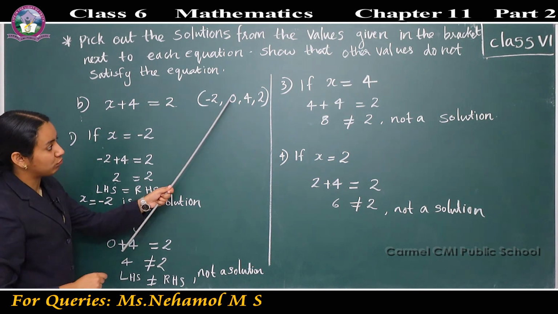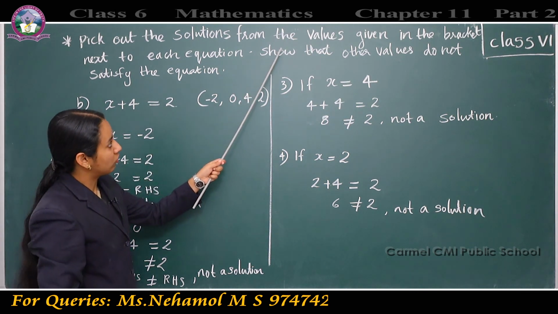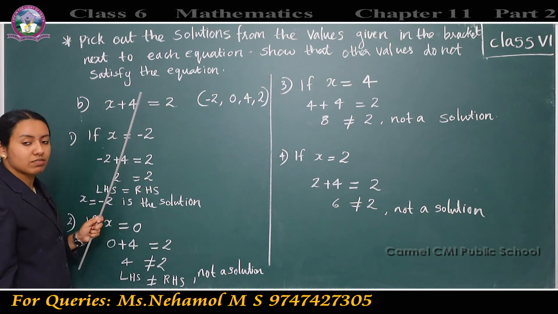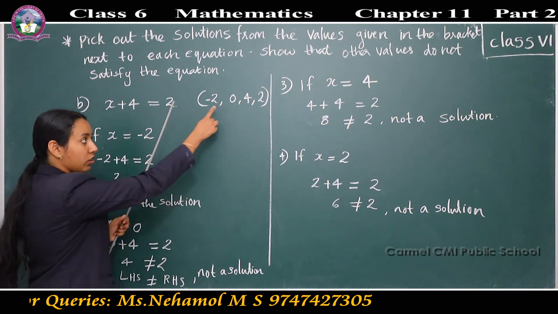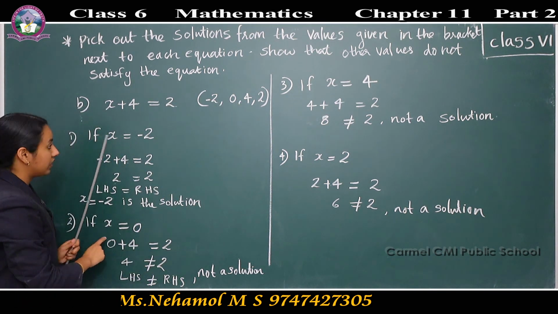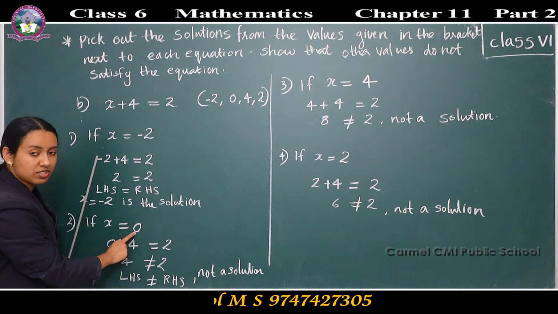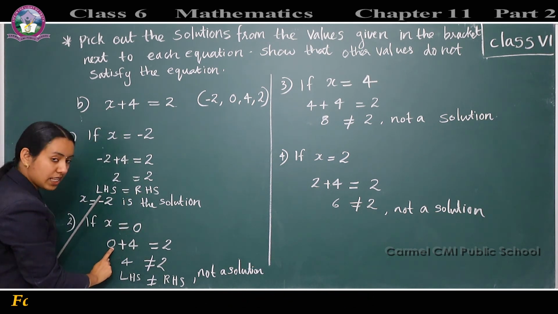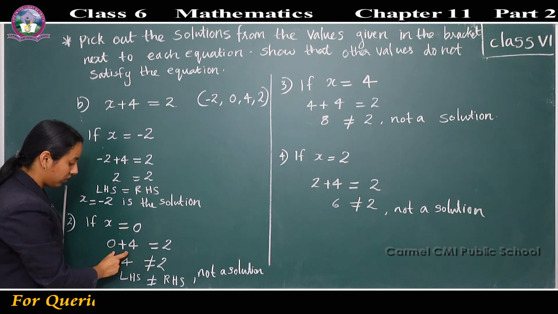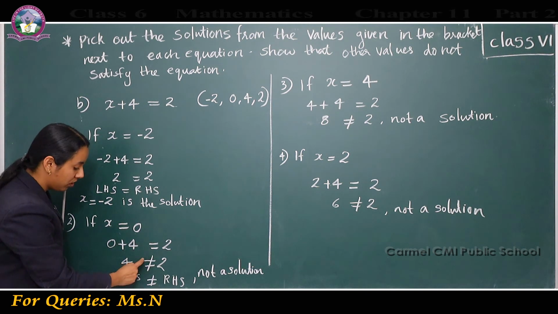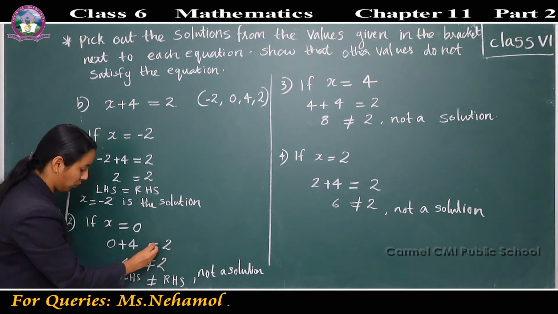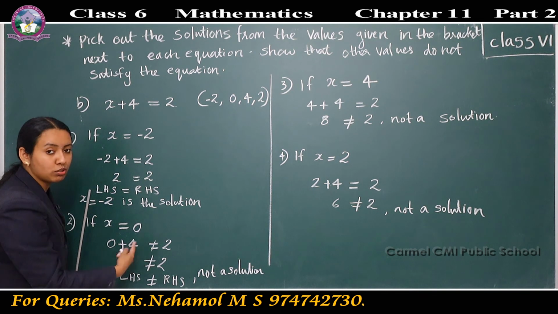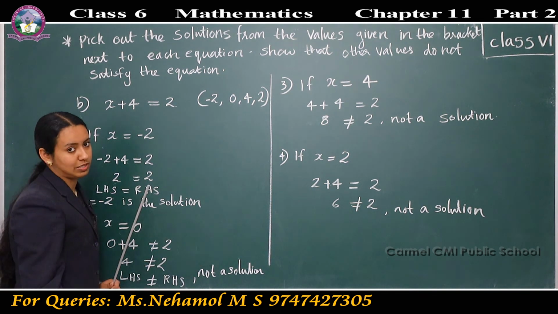Then we have to check for other numbers also, because in the question it says show that other values do not satisfy the equation. Then second one, if x is equal to 0, the equation will become 0 plus 4. We know that 0 plus 4 is 4. So 4 is not equal to 2. LHS is not equal to RHS. So it is not a solution.